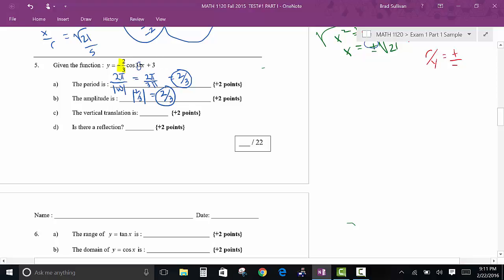Okay, the vertical translation is this number, so it's plus 3, so it's going to be up 3. If that was minus 3, it'd be down 3. Reflection, yes, there's a negative. So that means the answer to that is yes, that's going to reflect over the x-axis. So you want to be able to, for any function, sine or cosine primarily, identify period, amplitude, any translations that we've learned how to do. So you want to be able to do that.